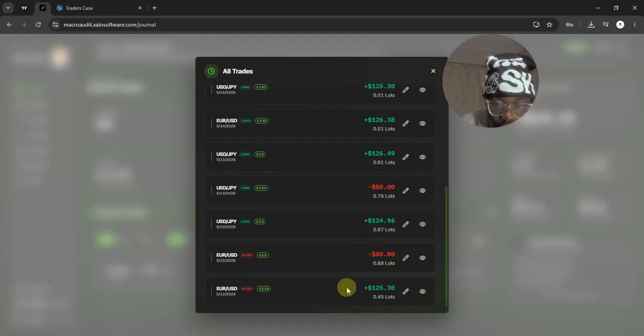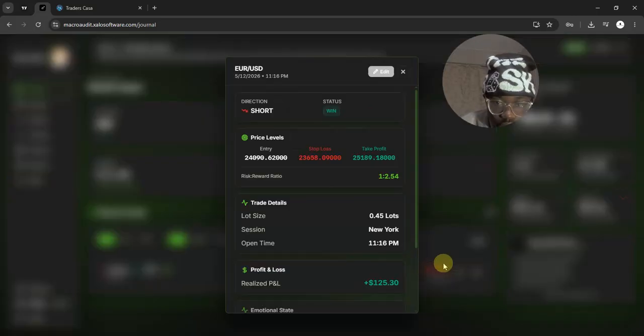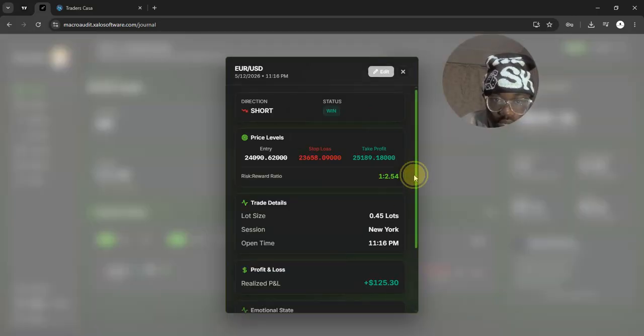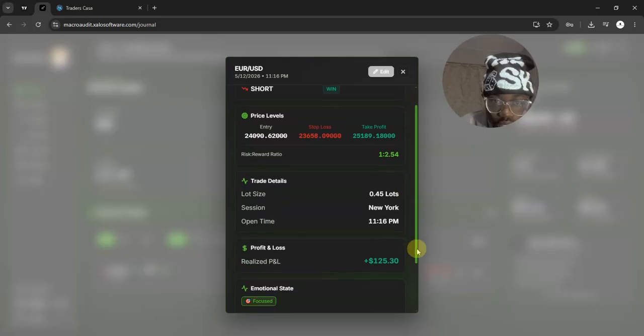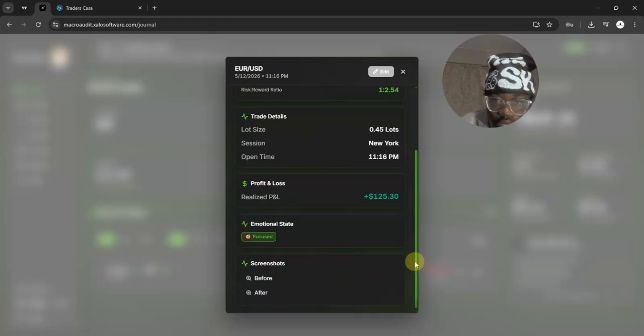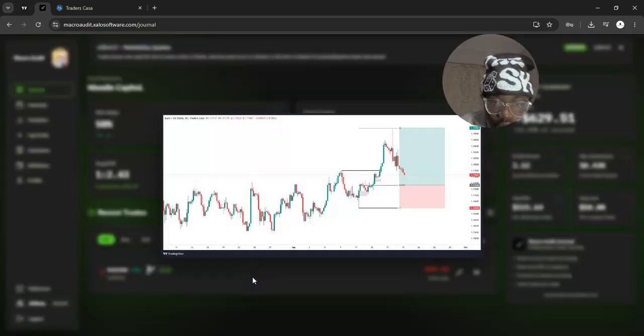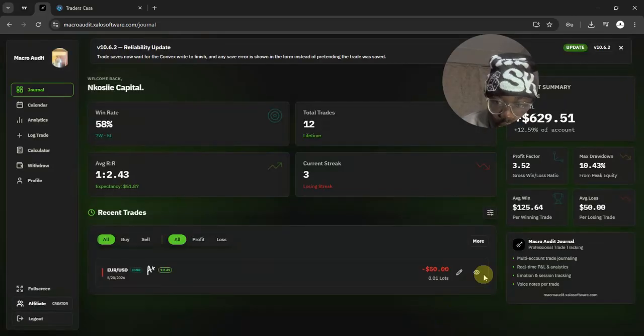We first took this EURUSD trade, and this is what it's looking like. It was a short, right? And it was 1.254 RR, and we hit take profit right there. So this is the before. As you can see, no, this was actually a buy, not a short, right? This is the before.